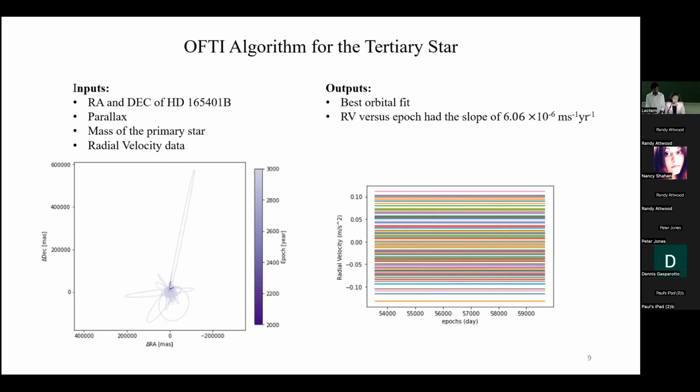You see that there are some basically flat lines, and the fact that they are flat made me happy, because it showed us that the tertiary companion was not affecting our data. So our mass wasn't being overestimated, because the slope we measured from the graph was 6 times 10 to the power of -6 meters per second per year. This is a very, very small slope. So we just got happy.